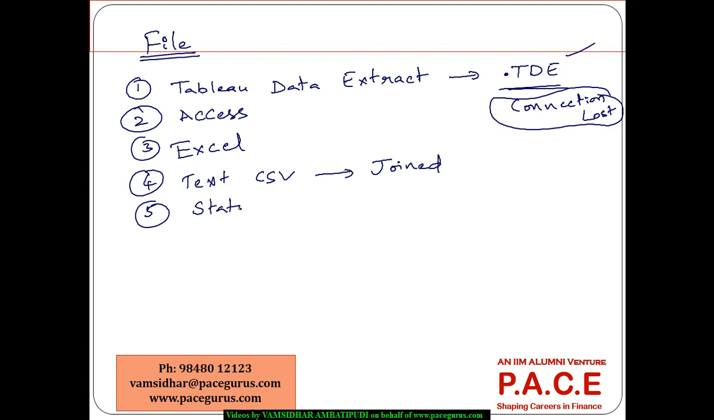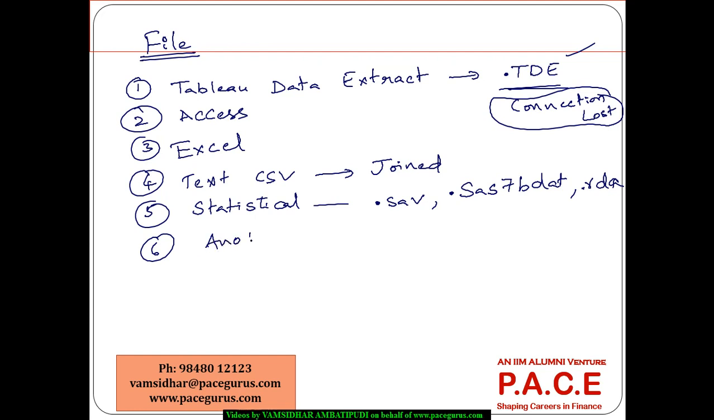We can also talk about statistical files. You can have a file saved in SPSS, which gets saved as .sav, or in SAS, which could be a SAS7BDAT, or it could be an .rda file from R. Depending on the different kinds of statistical software, you can extract the data from them, or you can even get data from another Tableau workbook. One Tableau workbook can get data from another.